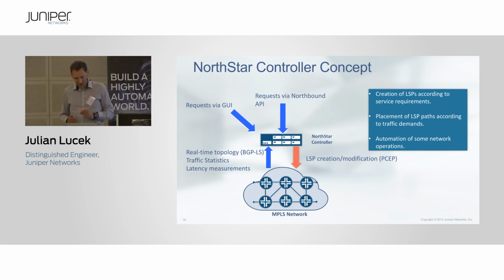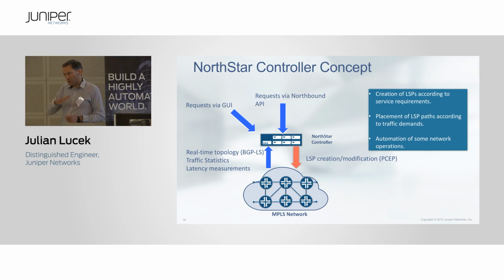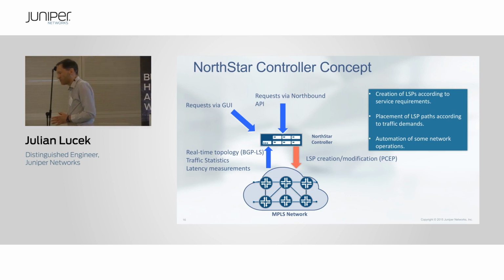I'll say a bit more about that shortly. It can see LSPs that it has placed on the network. It receives requests from a human operator, if you want, via a GUI, and also requests via northbound REST APIs. You can have a higher layer orchestration system sending NorthStar requests. And in terms of the use cases, one of the key use cases is building traffic engineered paths to meet particular service requirements, and path diversity is a classic example of that.